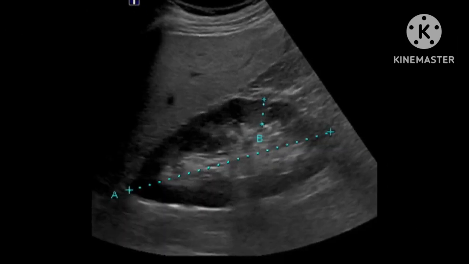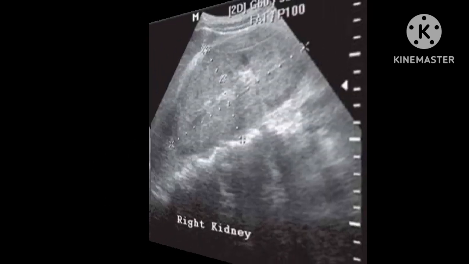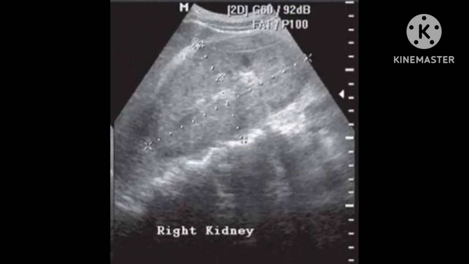This slide with a normal renal scan shows corticomedullary differentiation is maintained. Normally, the cortex is hypoechoic in comparison to liver parenchyma and the medulla is hypoechoic in comparison to liver parenchyma. This slide with an abnormal renal scan shows corticomedullary differentiation is not maintained, that is lost, which is in favor of non-inflammation.